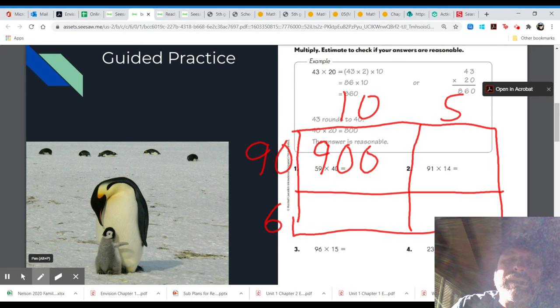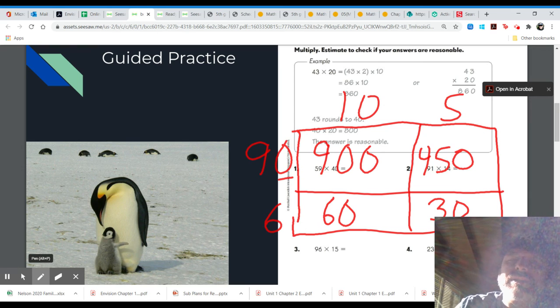10 times 6 is 60. 6 times 1 is 6 and then 0. Over here, we have a 5 times 90. 5 times 9 is 45, and you add that 0 on. And the last one is going to be 5 times 6, which is 30. Okay. There you go. Now you've got to add up those 4 numbers to get this answer. So you do 900.